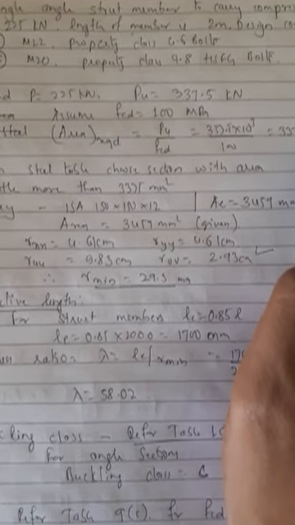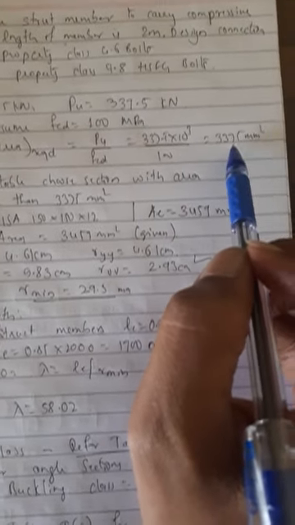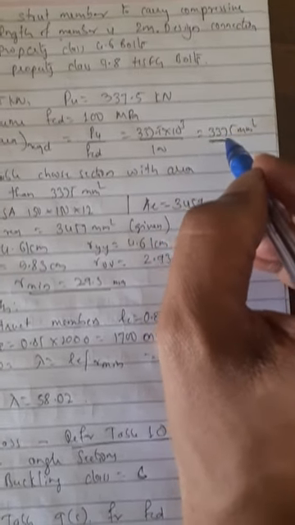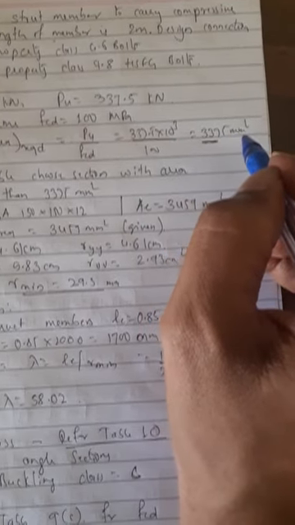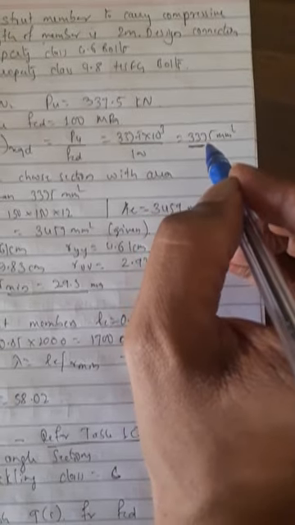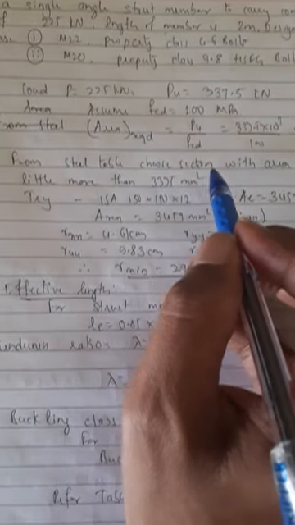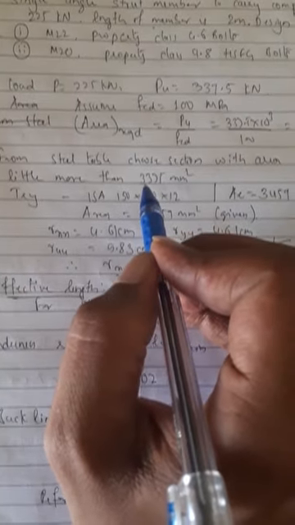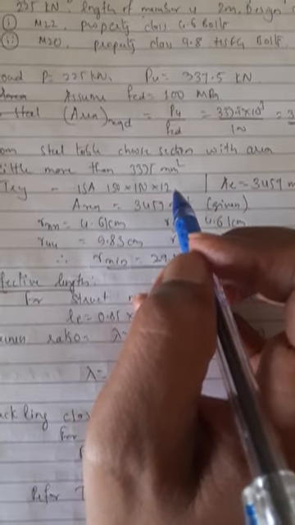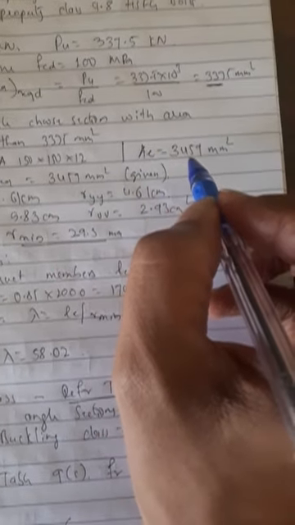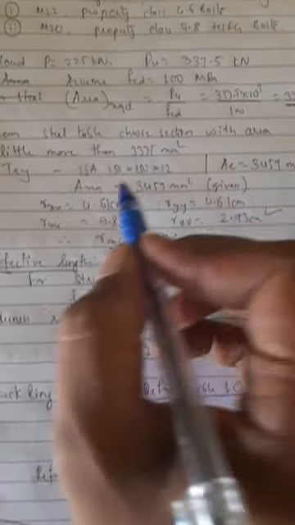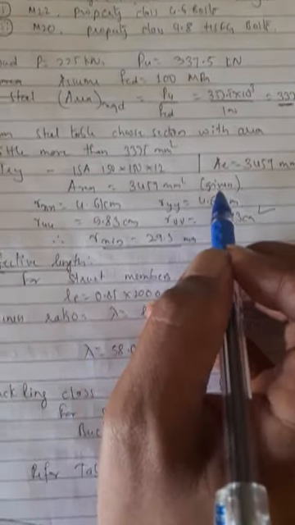Now very important here is how to choose the section. You have to choose a section such that its area is a little more than 3375 mm square. From steel tables, I will choose a section with cross section area a little more than 3375. For this, I will try ISA 150 by 150 by 12. If you go through it, its area is 3459. 3459 is greater than 3375. For this, area given is 3459 mm square.